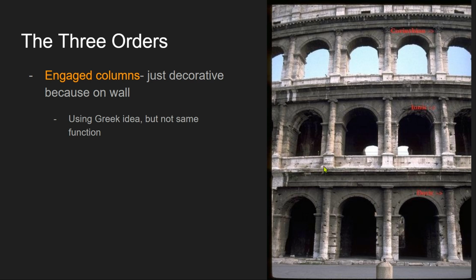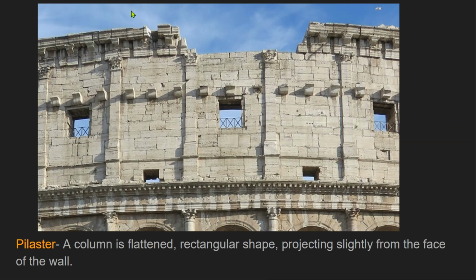And so we have this reference to the Greek orders. So they're using this Greek idea, but not for the same function. They aren't weight-bearing. It's purely decorative. At the very top, we have this new word called a pilaster. And so this is where the column is flattened out. It's more this rectangular shape. It's projecting only slightly from the face of the wall. So new word, Greek elements, new use.